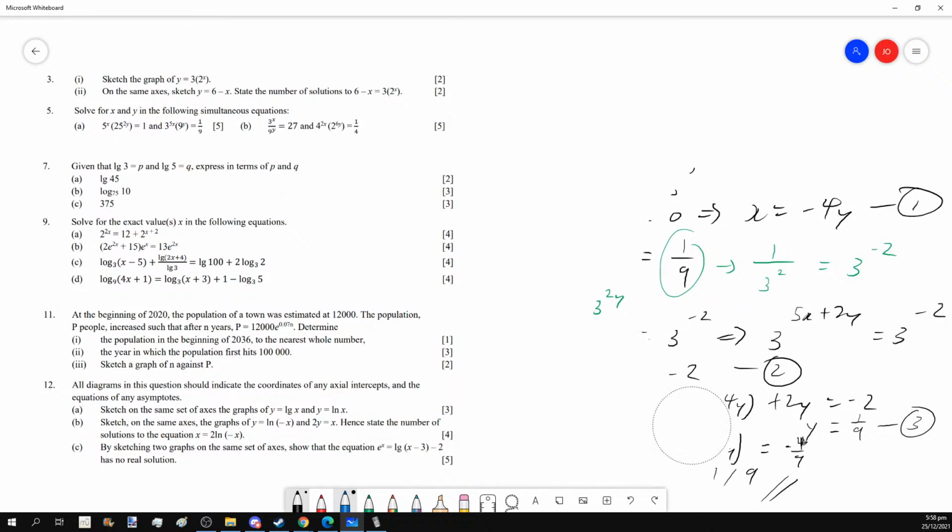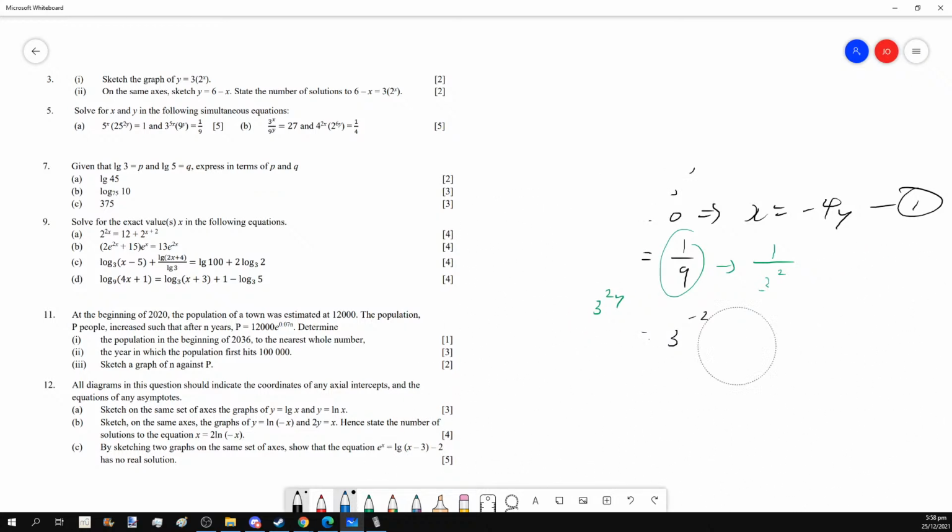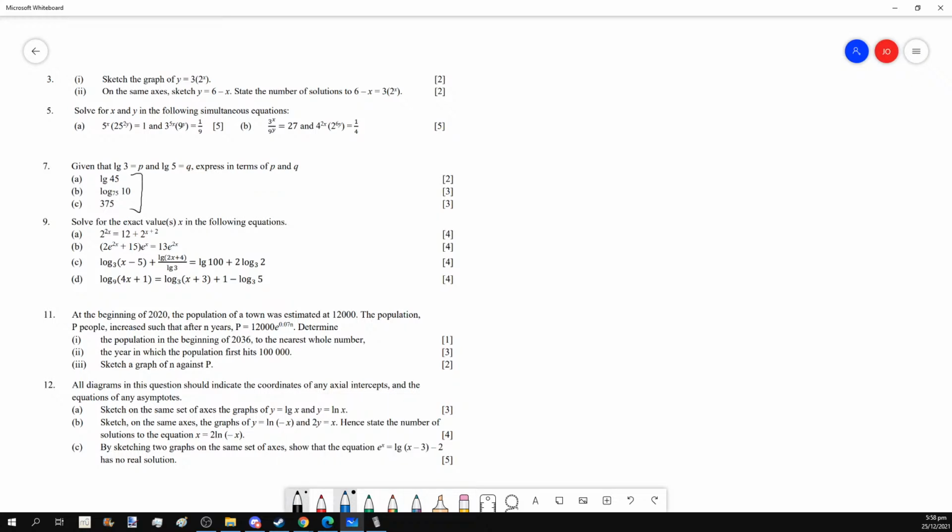Now let's look at question 7. 7 is actually very interesting, because we are not exactly finding the value of x. Instead, what we are doing is they have given us some numbers and they want us to turn it into algebra with p and q. Instead of finding the algebra as a number, we are finding the number as an algebra. Exciting. So they have told us that lg3 equals p, lg5 equals q. The first problem we have is lg45.